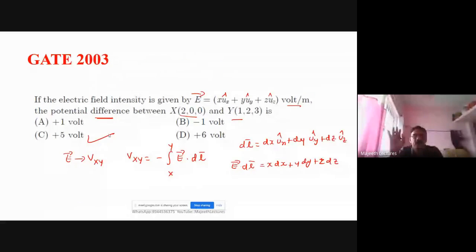So this type of question they will surely ask. They will give E and ask you to find V, or they may give V and ask you to find E. So if they give V, then E is equal to minus gradient of V, right? So don't forget.